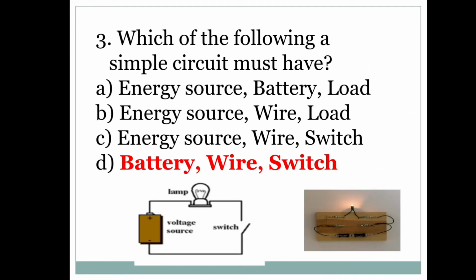Third one, which of the following a simple circuit must have? Option A, energy source, battery and load. Option B, energy source, wire and load. Option C, energy source, wire and switch. Option D, battery, wire and switch. The answer is option D, battery, wire and switch.